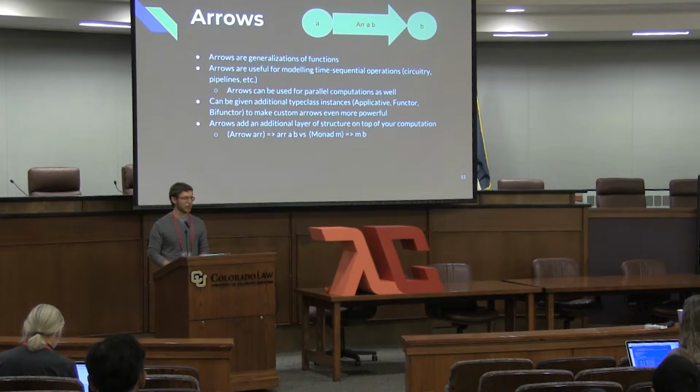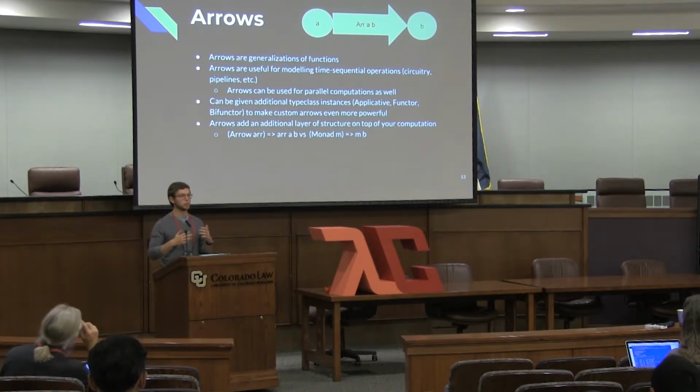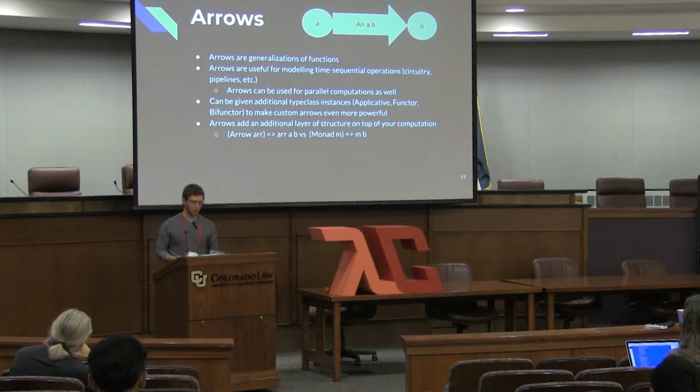But arrows really are a generalization of functions. So any arrow from some polymorphic type A to some other polymorphic type B is really just a function that takes in that input value and then spits out the output. And where they're really useful that we've noticed is anything that's time sequential in operation. So people use it to model circuitry, any kind of pipelines, whether that's human workflows or data pipelines, anything that has a logical time ordering to it. Arrows are a really useful way to model that program. And they're also useful in parallel computations as well due to some of the arrow laws that we can talk about a little bit later.